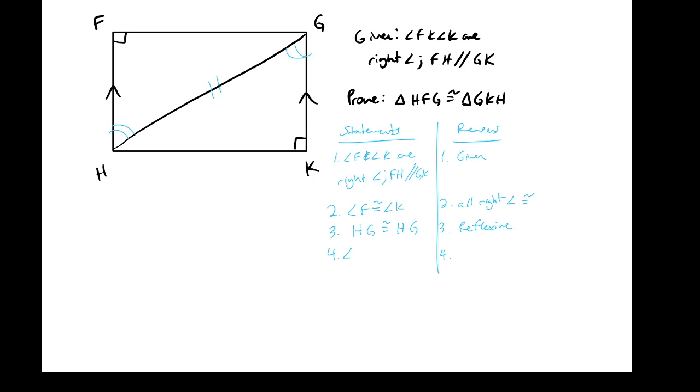So angle FHG congruent to KGH. And these guys are alternate interiors. Think about what we have here. 1, 2, 3. We have a sufficient number. Now we have to make the proper citation here, okay?